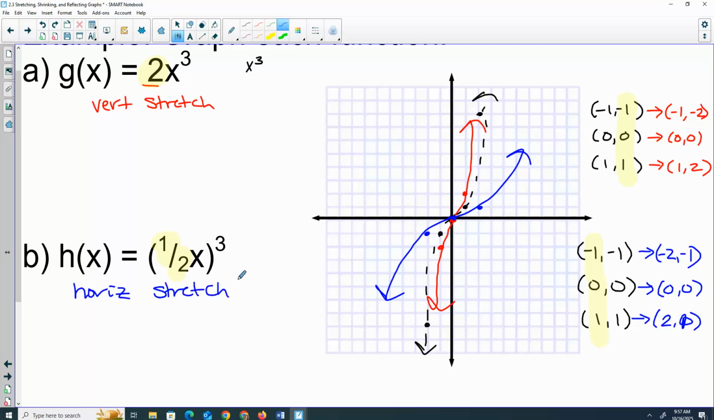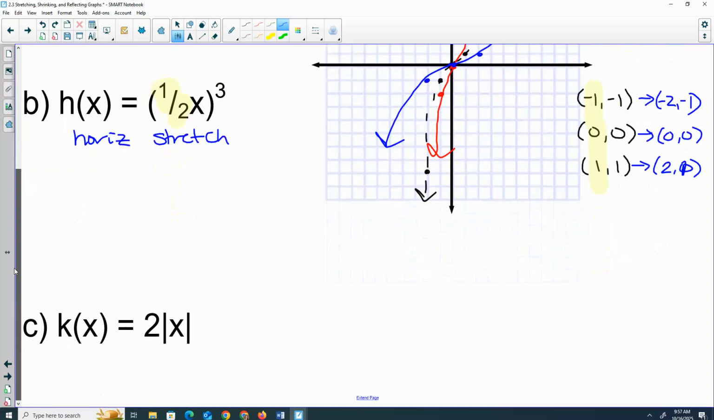Okay. So especially on the inside ones, it's usually harder for people to think about. So those ordered pairs can be very helpful. Inside changes x, it does the opposite of what it says. So instead of multiplying by a half, we divide it by a half, or multiply by 2.